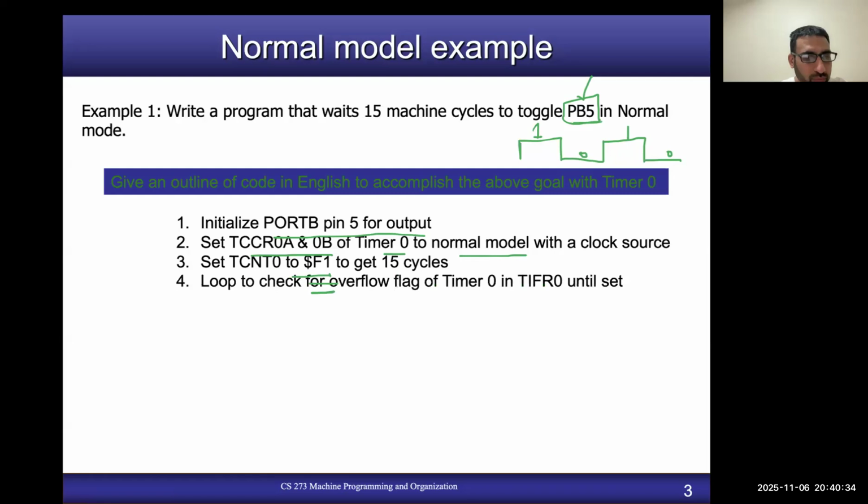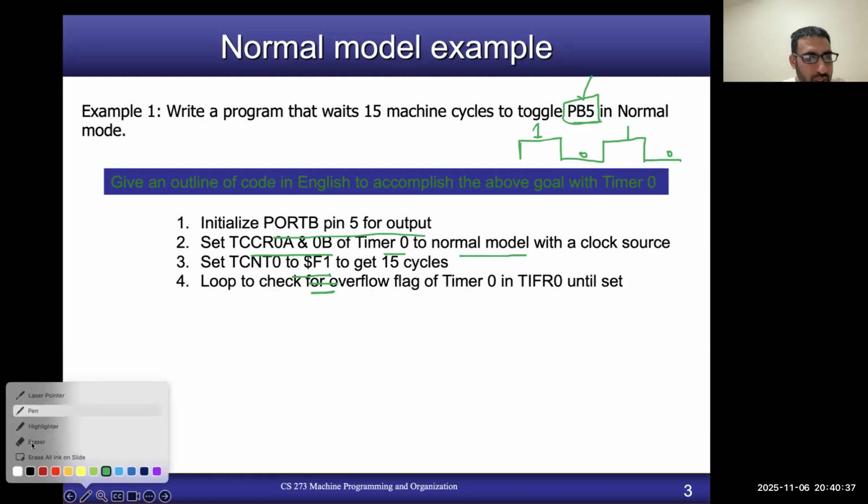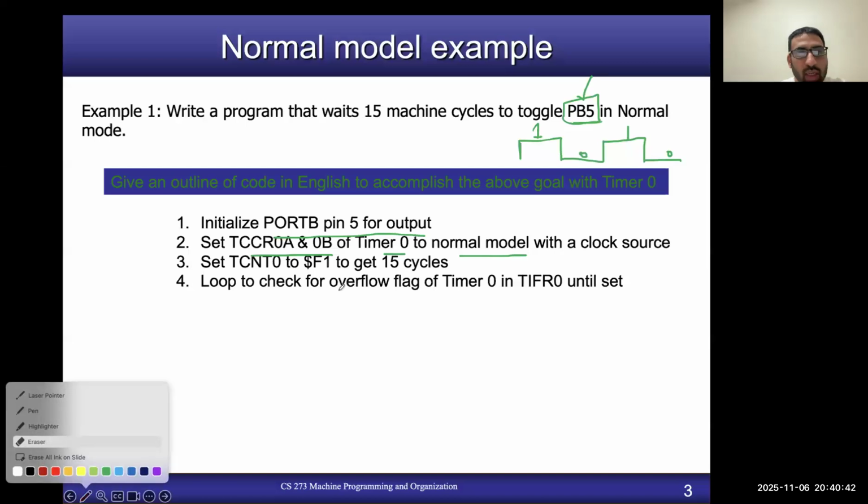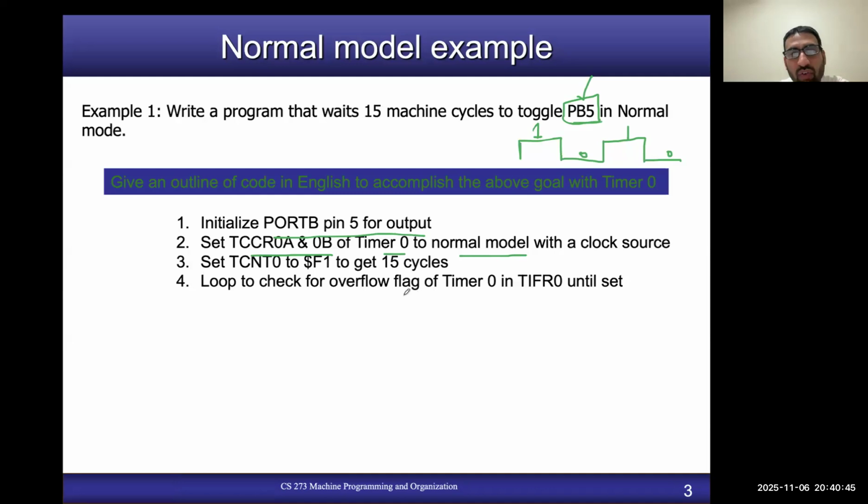The next thing we need to do is loop to check for the overflow flag of the timer 0 in the TIFR0 timer interrupt flag register 0. Remember, we talked about the timer overflow flag in the last lecture. We just need to continuously monitor it after putting the initial value in the timer register and starting it. When we find that the overflow happens, then we need to stop the timer.